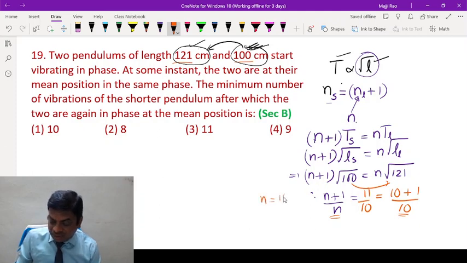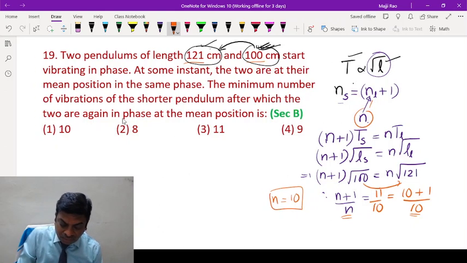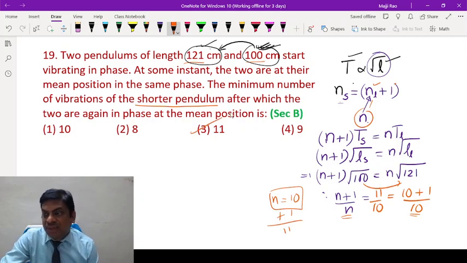So n is 10, that is number of oscillations in the longer one. What they are asking? They are asking the minimum number of vibrations in the shorter pendulum. In the shorter pendulum, it is n plus 1. So 10 plus 1 will be 11. So third option is the correct option.